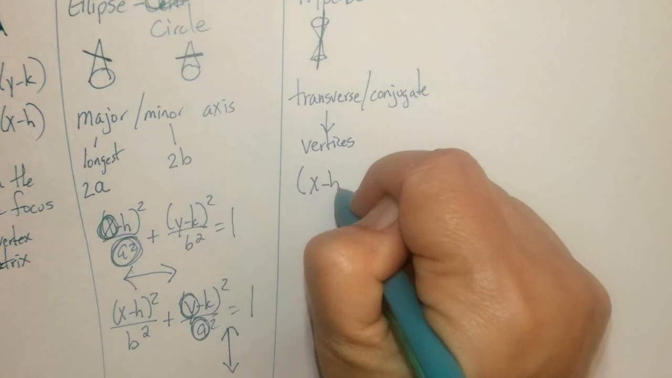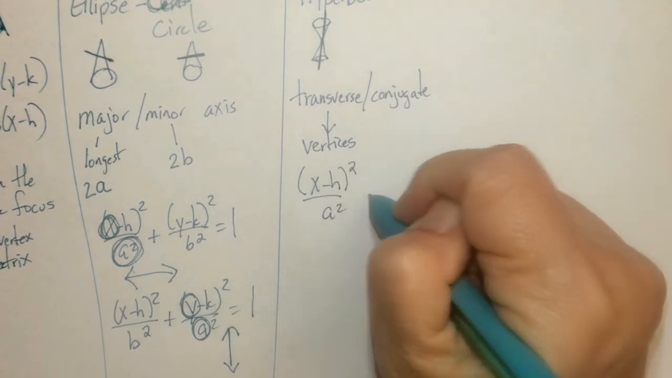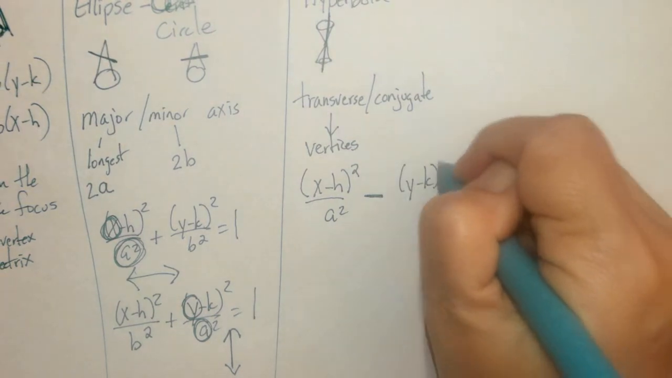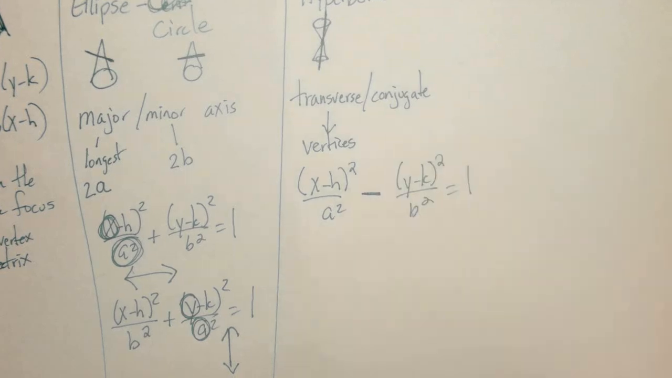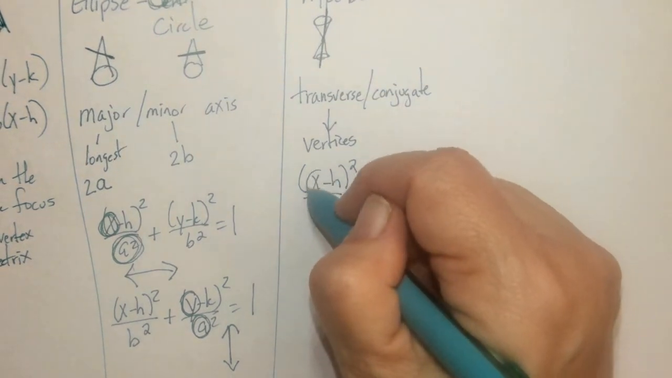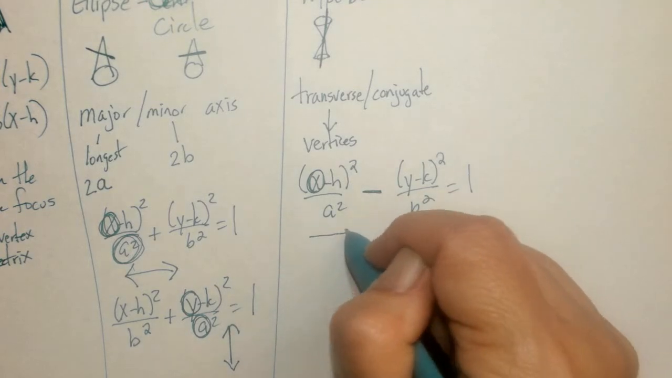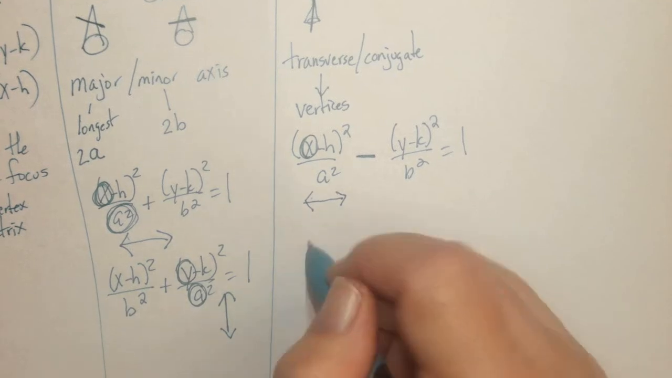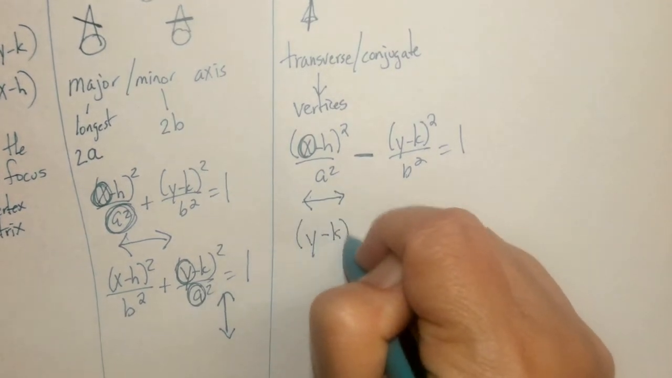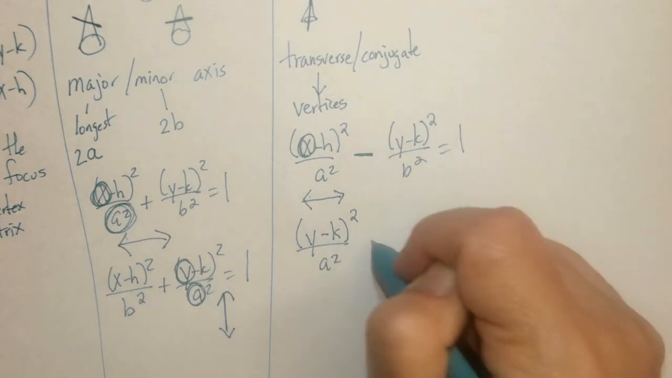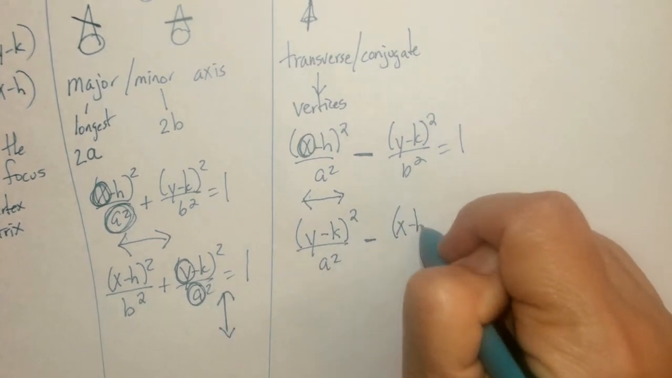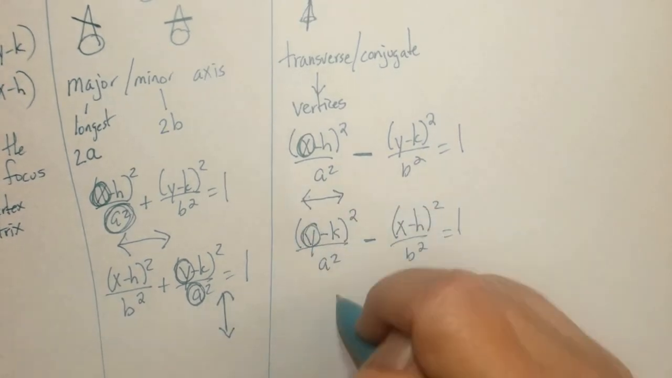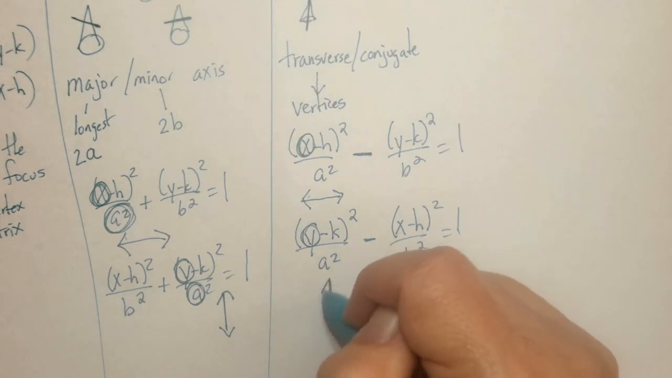So if we have x minus h squared over a squared minus, hyperbolas have the minus in between, y minus k squared over b squared equals 1. So if our x is coming first, then our transverse axis is going to be horizontal. But if we start with a y minus k squared over a squared minus x minus h squared over b squared equals 1, so if we lead with the y, then our transverse axis will be vertical.